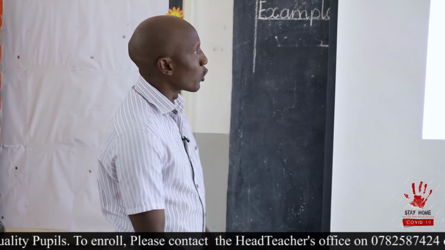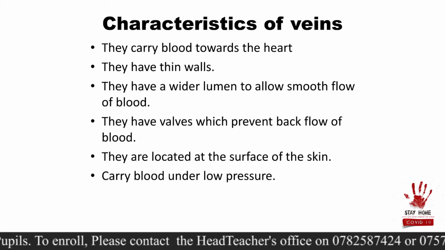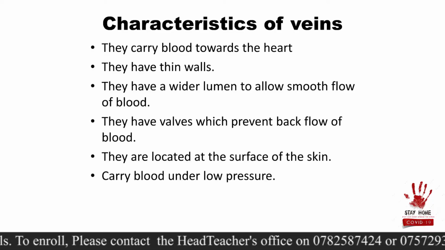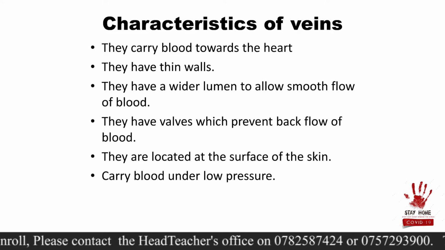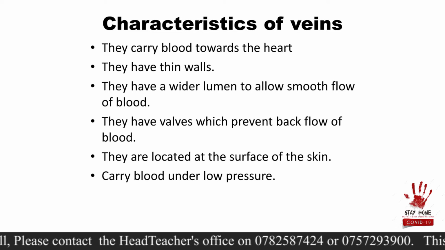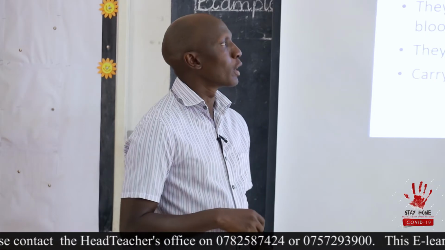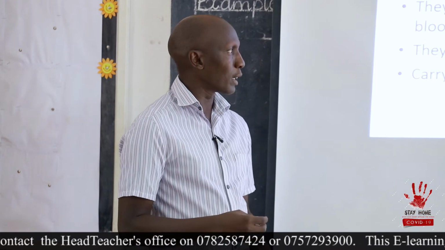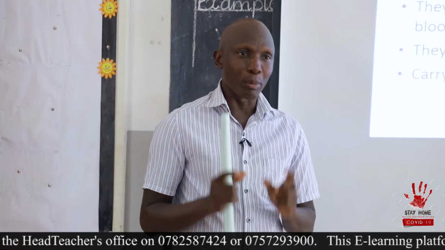So we look at the vein, children. These veins carry blood towards the heart. They have thin walls. They have a wider lumen to allow smooth flow of blood. The lumen is the passage of blood. Then they have what we call valves. Remember I talked about the valves when we talked about the heart. These valves prevent the backflow of blood. And the reason they are found in the vein is because veins carry blood at a very low pressure.